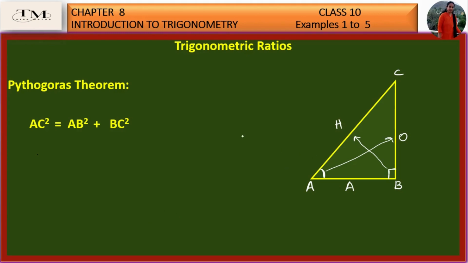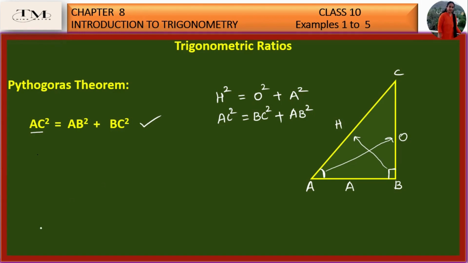The relation in Pythagoras theorem is hypotenuse square equal to opposite square plus adjacent square. Hypotenuse is AC, so AC square equals opposite BC square plus adjacent AB square. So AC square equal to AB square plus BC square. This is the Pythagoras theorem, that is hypotenuse square equal to opposite square plus adjacent square.